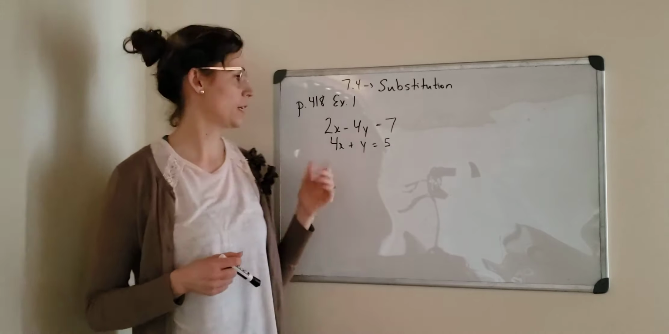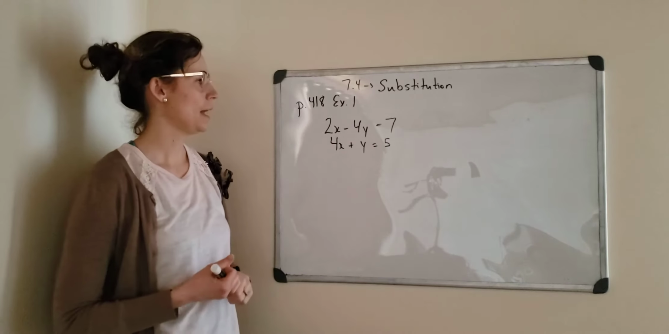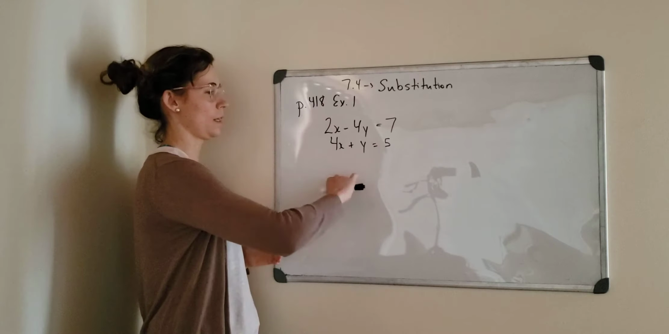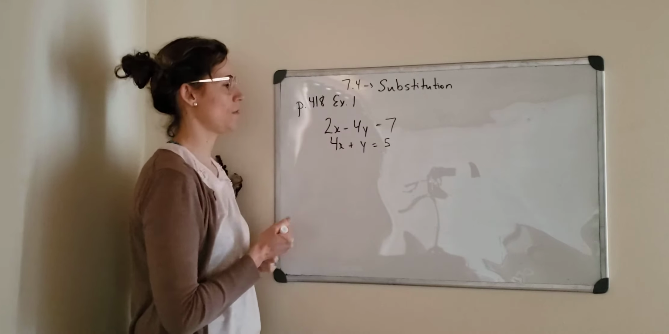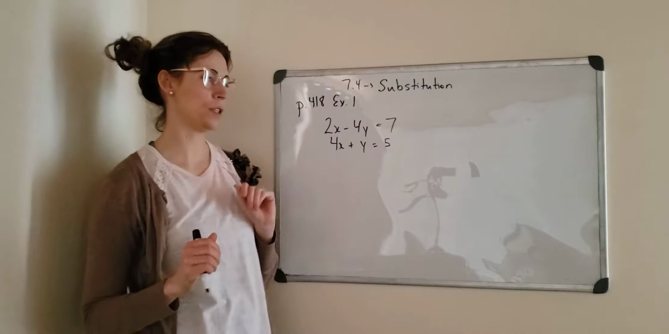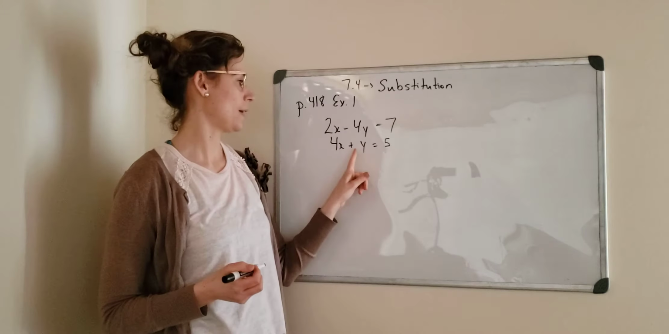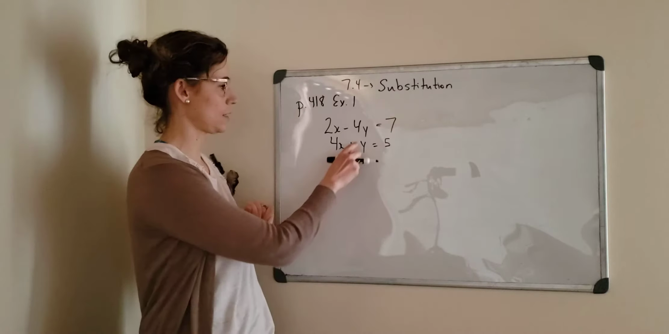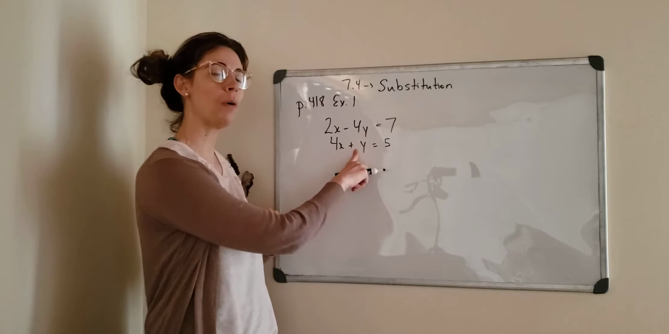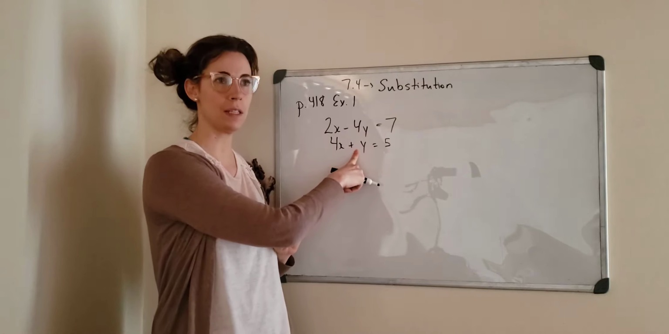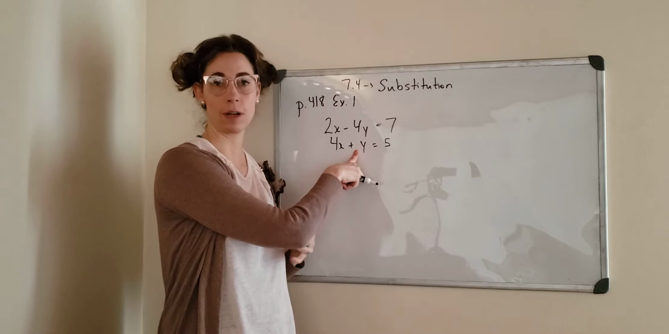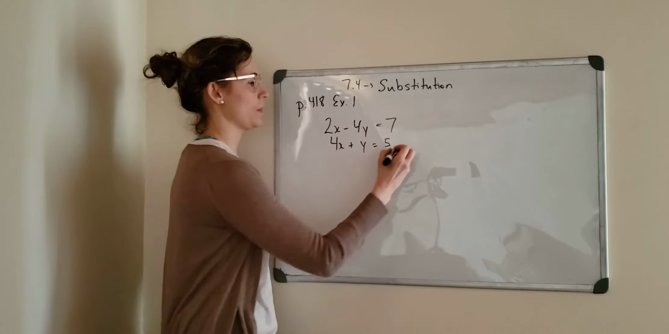It says solve this linear system. So I have it here. Now, if you see a linear system and you want to solve using substitution, the easiest way to do that is to find one of the variables, if possible, that is by itself. In this case, that's this y. There's no coefficient with this y, so that's going to be our easiest variable to isolate or get by itself. So I'm going to start by doing that.